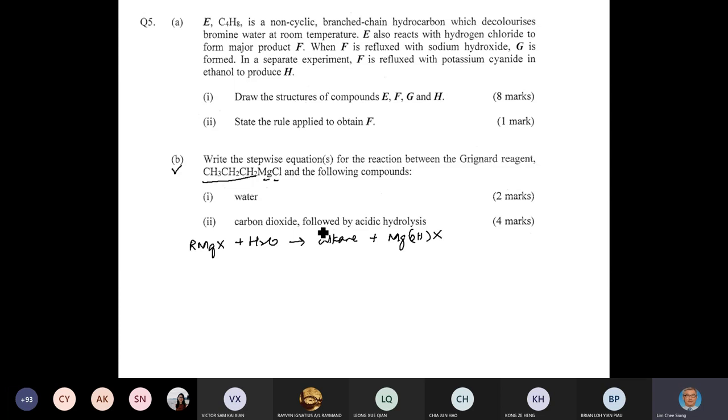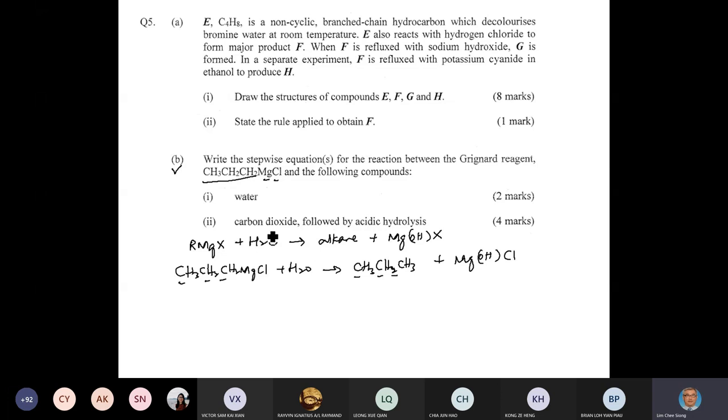Understand? For example, the compound that we have, which is here. So you can see that 1, 2, 3 forms back 1, 2, 3, followed by the MgOHCl that we have done. Can this one react with water?